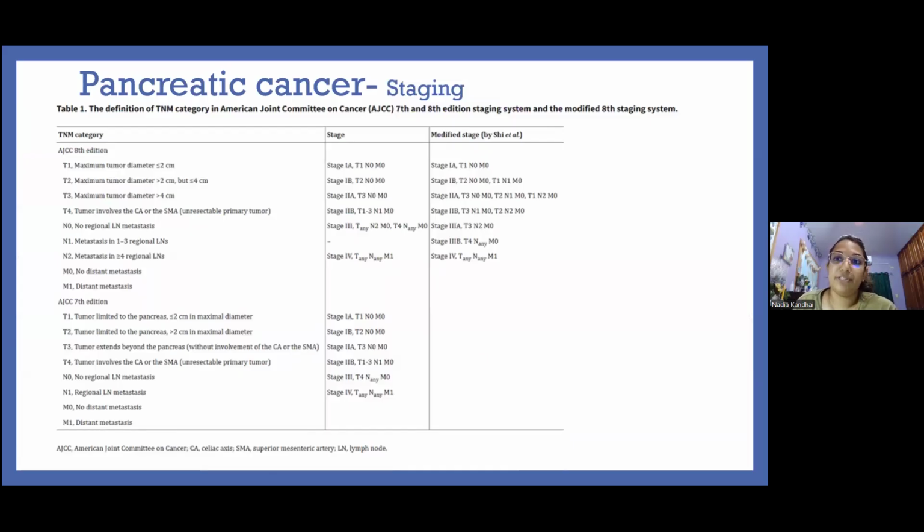And we have the staging according to the AJCC guidelines with a comparison of the 7th and 8th editions, with prognostic factors depending on the stage and the tumor size. Some favorable prognostic factors are if the tumor is resectable or less than 4.5 centimeters, and unfavorable are if there is perineural or vascular invasion present, if there's a high histologic grade, or if there's a squamous component.